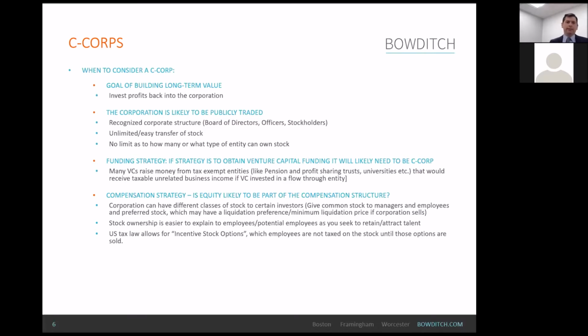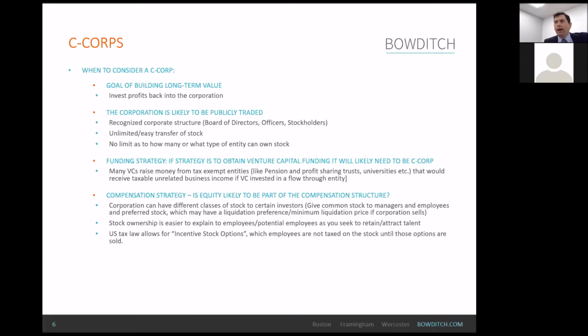And a key distinction between a C Corp and an S Corp is that there's no limit as to how many or the type of stockholders that you can have. In an S Corp, as you'll see in the next slide, there are certain limitations on the number of stockholders, which can be limiting as you're trying to grow your business, and there are certain limitations in what types of entities can actually own S Corp stock.